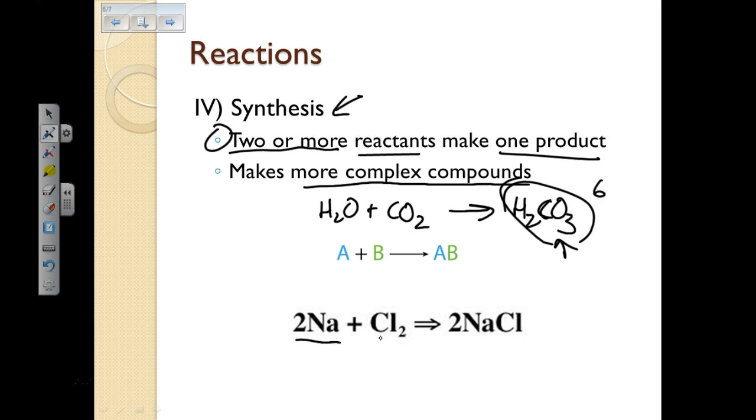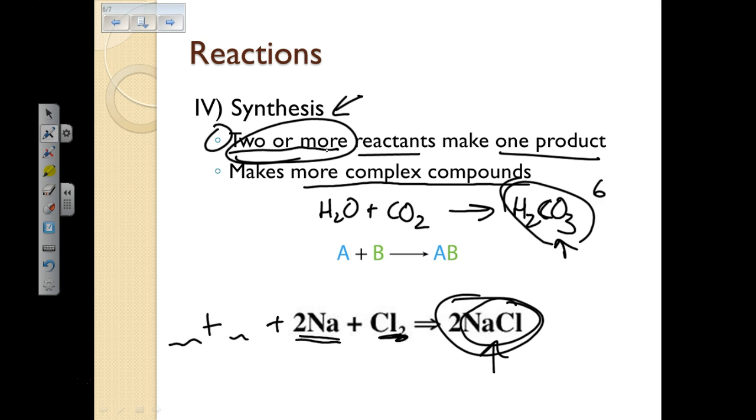Here's another example where we have sodium plus Cl2, notice it's diatomic, reacts to form NaCl, sodium chloride or table salt. That is exactly what a synthesis reaction is, where we have one product made from 2 reactants. Now, this could be a million things. It's 2 or more, okay? In this specific example, we only have 2.